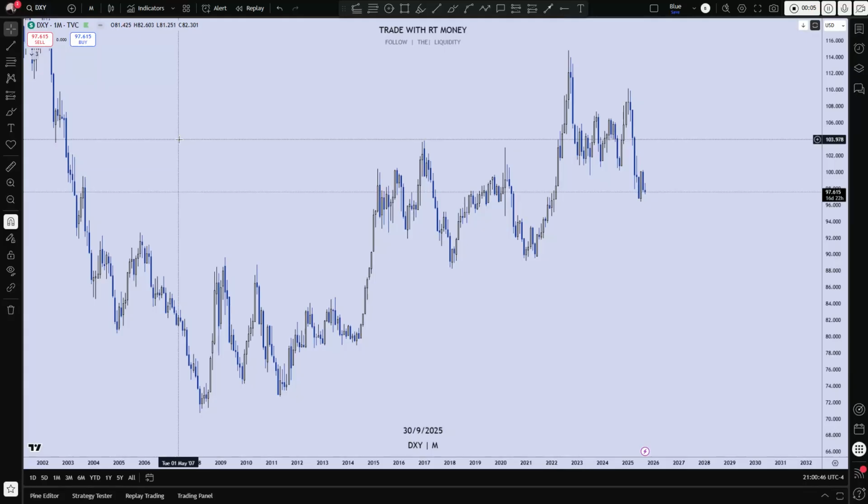We're looking at the US dollar index for the upcoming week. But first, let's take a look at the economic calendar. The highlighted items I have on this calendar are for Tuesday, Wednesday, Thursday, and Friday.